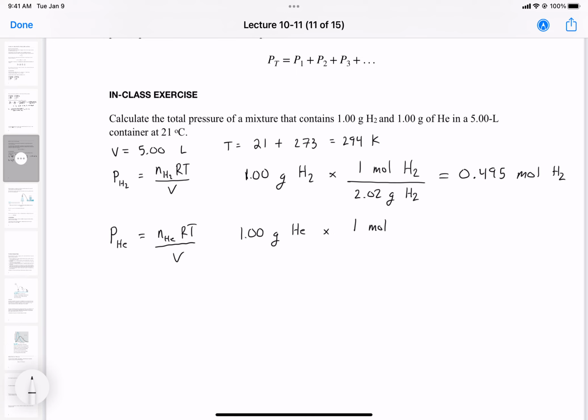So 1 mole of helium, and handling gases can be quite dangerous as well.